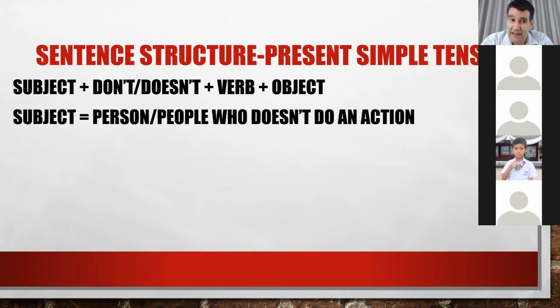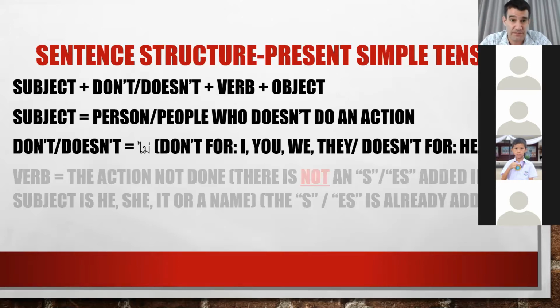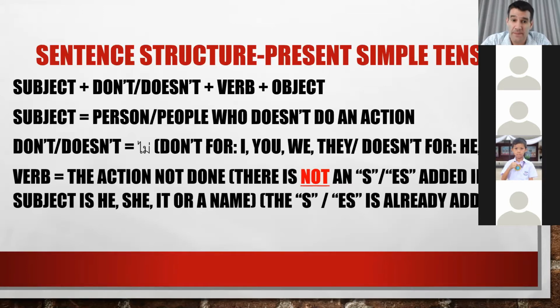So the subject again is the person who doesn't do an action. Don't or doesn't, it is similar to the Thai word my. So use don't for I, you, we, they, and doesn't for he, she, it. Again, doesn't if it's one name, or don't if it's 2 names, 3 names, 4 names, if you are using names. And then the verb, the action that is not done.